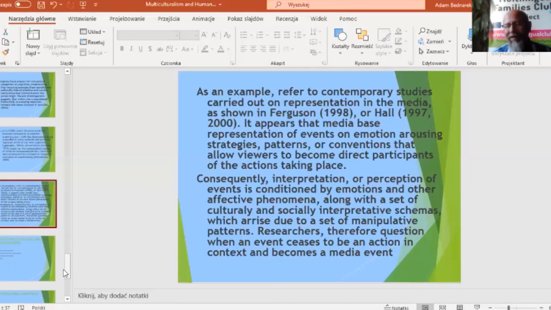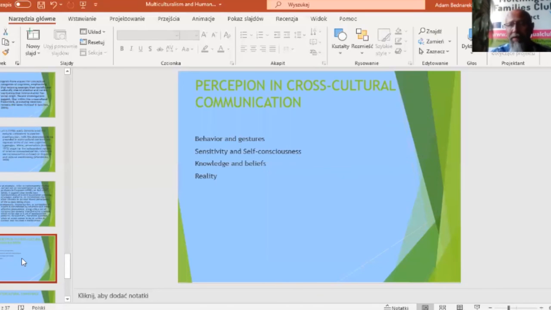So in this sense, emotions are also a part of understanding and learning and behaving in this cross-cultural environment. So if we're talking about cross-cultural, multicultural perception, then we're talking about behavior and gestures. And we've already mentioned that certain gestures are maybe offensive in one culture, but may not be offensive in another culture. So beware of that.